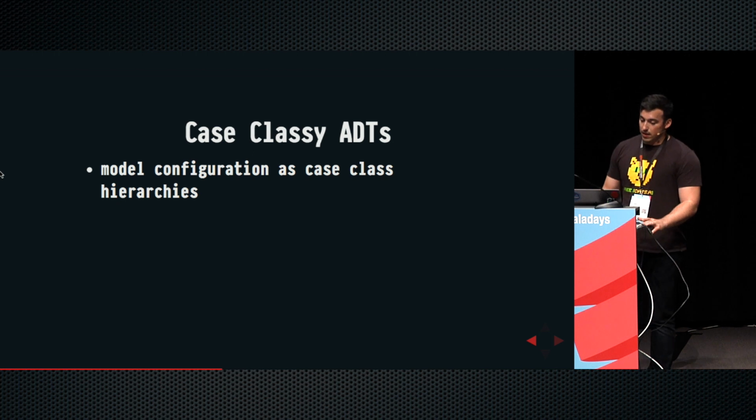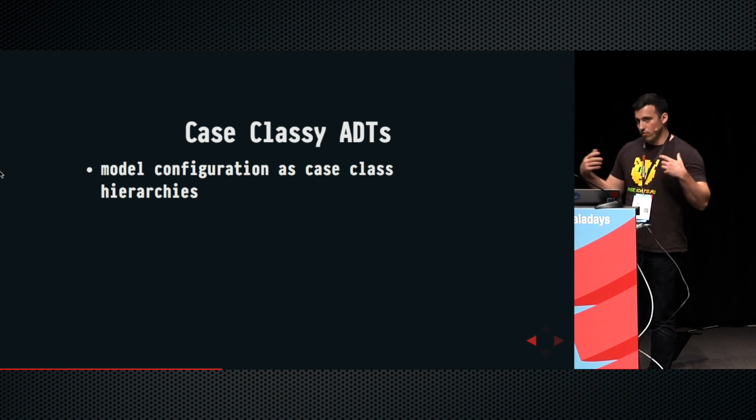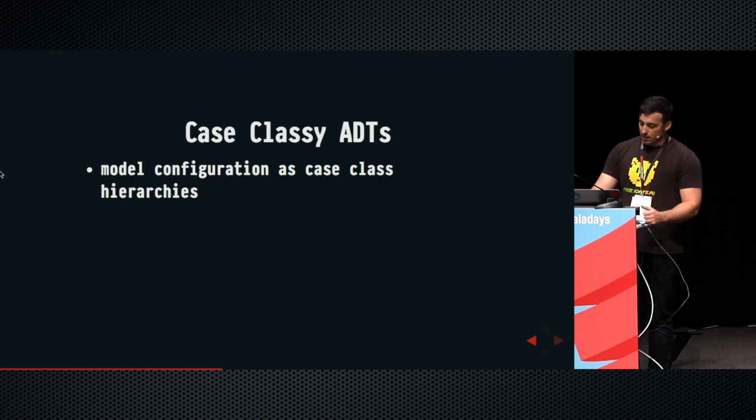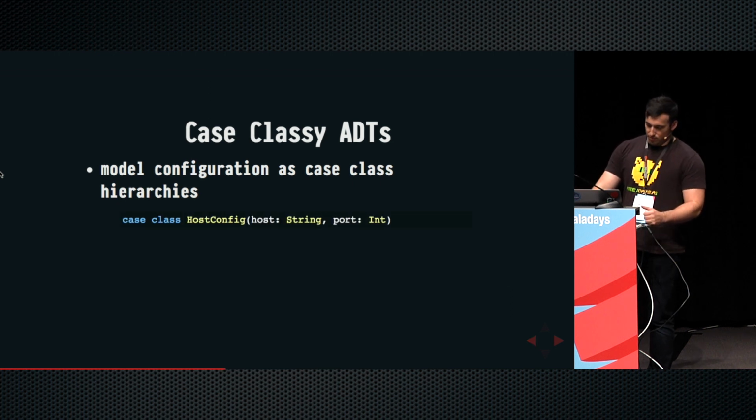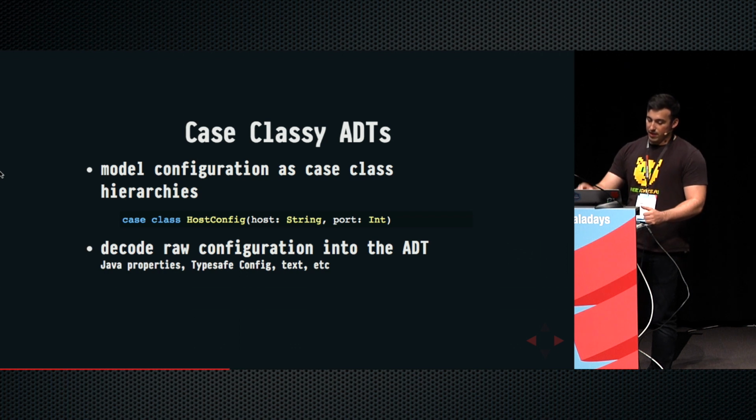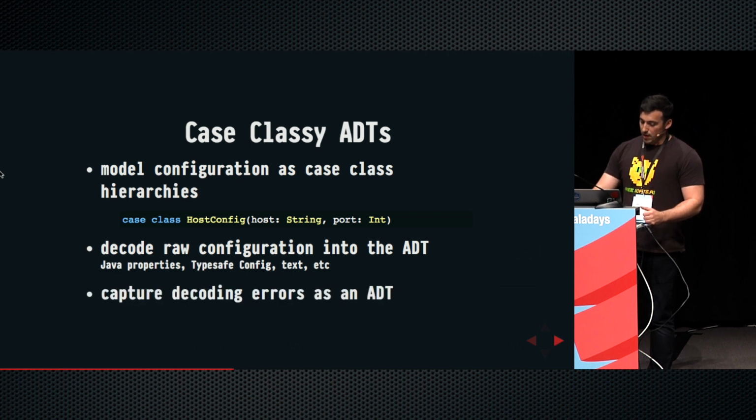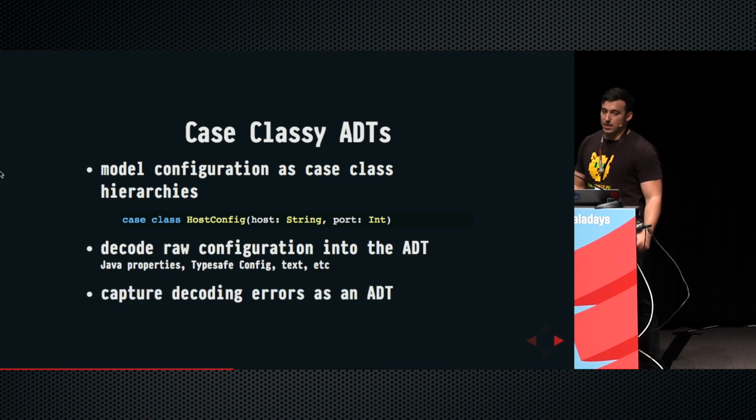Case classes and case classy ADTs. So for case classy, how do we use ADTs? Well, we model our configuration as case class hierarchies, like we saw before. We decode raw configuration into those ADTs, and that can come from Java properties, the typesafe config, or other data sources. And we also capture our decoding errors as an ADT.